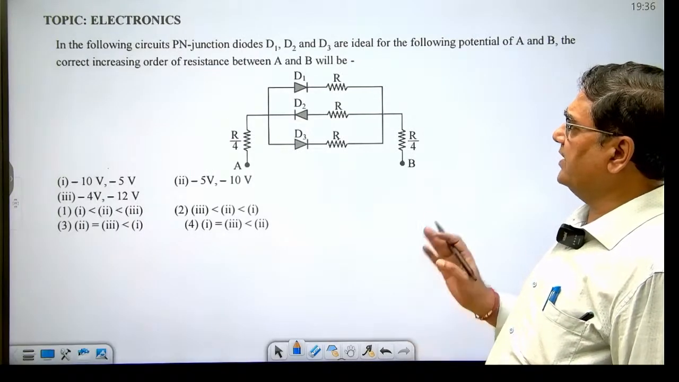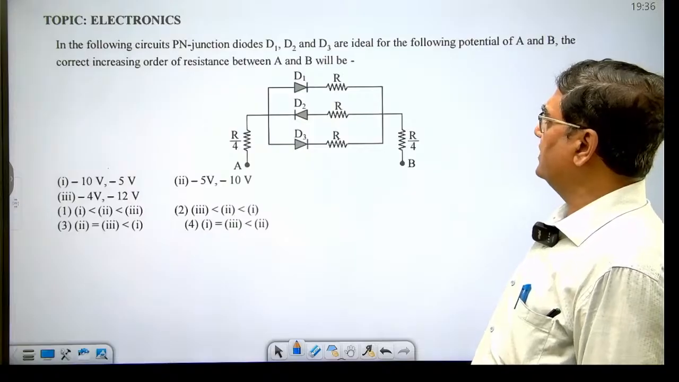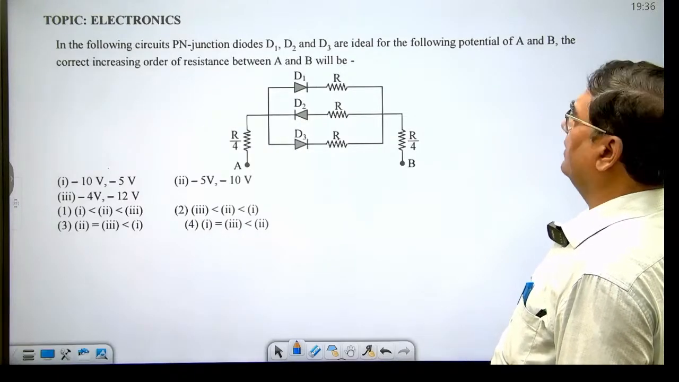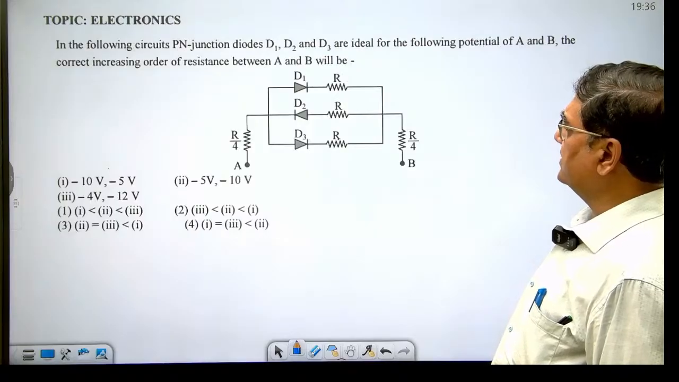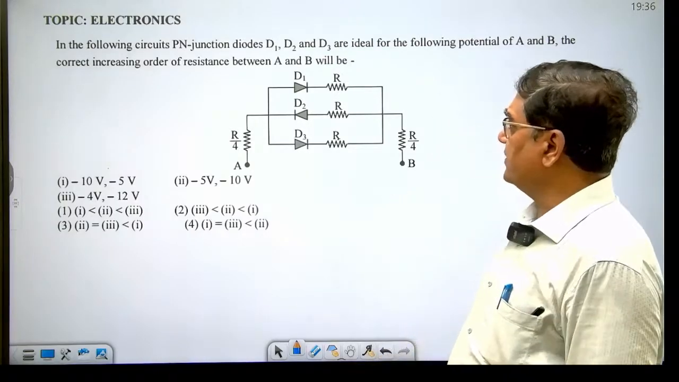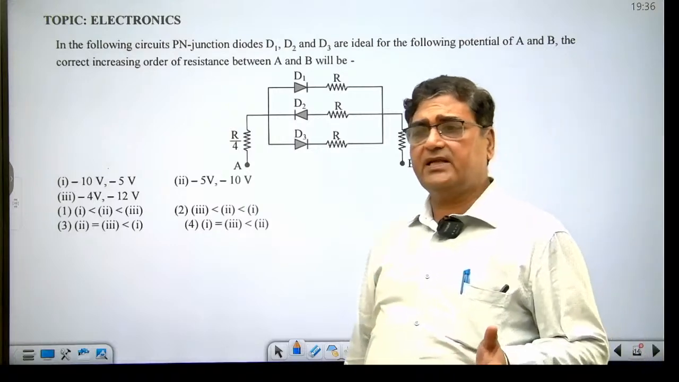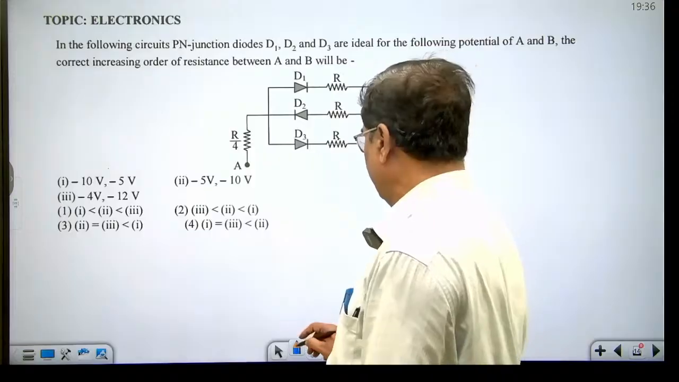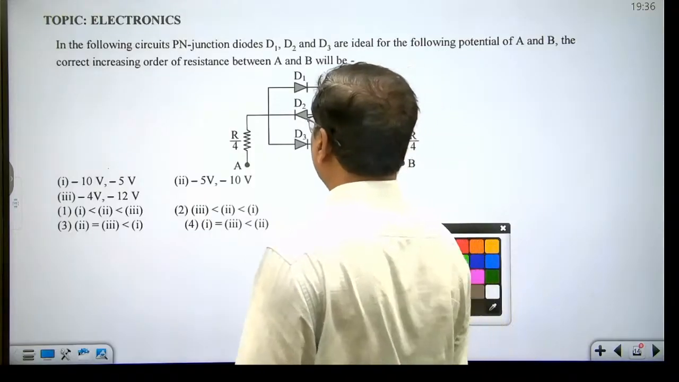This is very good question. In the following circuit, PN junction diodes D1, D2 and D3 are ideal for the following potential of A and B. The correct increasing order of resistance between A and B will be. Just we have to see which diode is in forward bias. If diode is in forward bias, it will act as a 0 resistance. If diode is in reverse bias, it will act as a infinite resistance. Okay. Now let's compare the voltage.